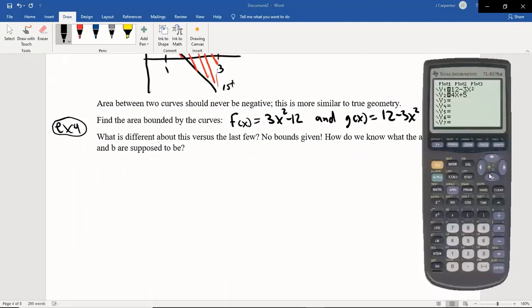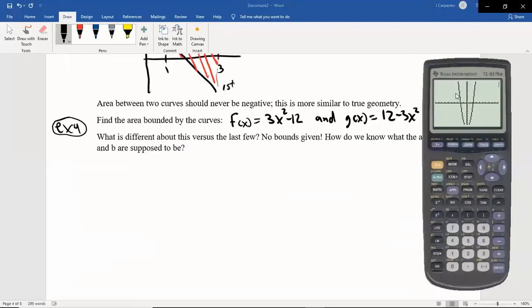So let's go back to this. 3x squared minus 12 and 12 minus 3x squared. Zoom 6. So there's the f of x, there's the first one, and there's the g of x. So I'm going to retrace these. I'm going to pause it. So I paused it. That right there is just the f function, 3x squared minus 12.